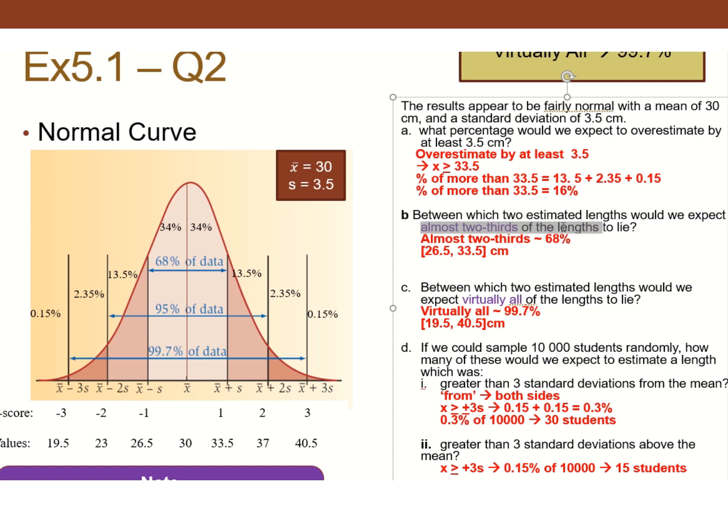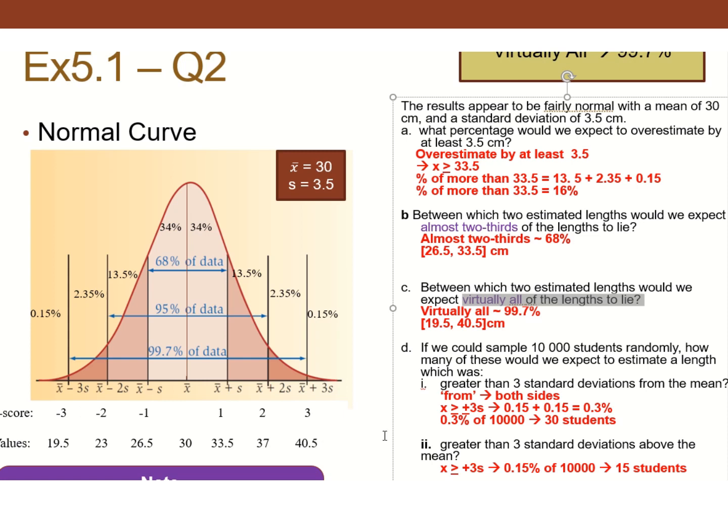Just now I taught you 2/3. So which two estimates would you expect 2/3? 2/3 is 68%, which is actually 26.5 to 33.5. You don't need to even write the cm if you have the square brackets already. Between which two estimated lengths would we expect virtually all? What's virtually all? 99.7%, which is 19.5 to 40.5.